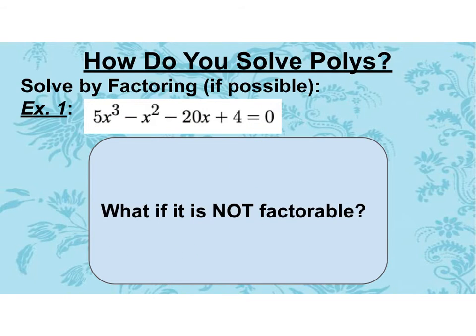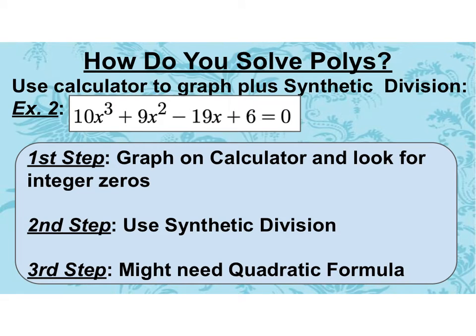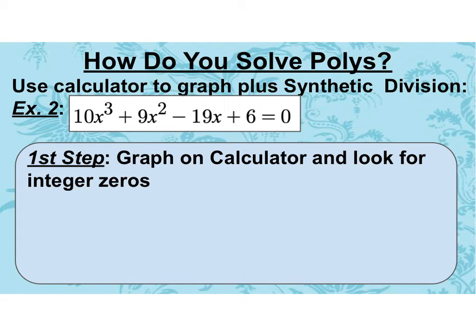But what if it's not factorable? If it's not factorable, it's going to be a little bit longer of a process. You're going to use your calculator to graph. Then you may have to use synthetic division, and if it's still an x squared, you'll have to use the quadratic formula. So let's look at this. Here we have an x cubed, so I know that I should have 3 answers. I'm going to start by graphing it on my calculator and look for integer zeros. So go ahead and enter that under y equals.